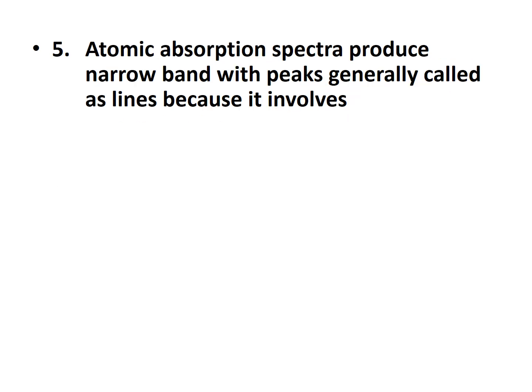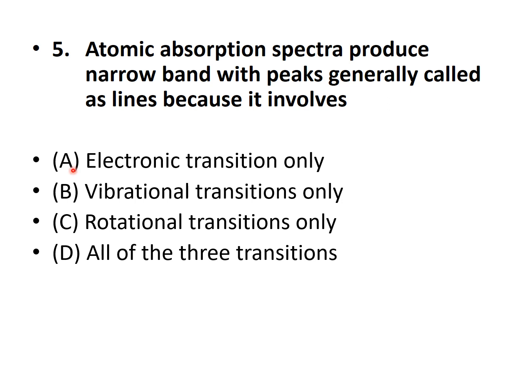The next question is: atomic absorption spectra produce narrow bands with peaks generally called lines because it involves, let's see the options. A is electronic transitions only, B is vibrational transitions only, C is rotational transitions only, while D is all of the three transitions.